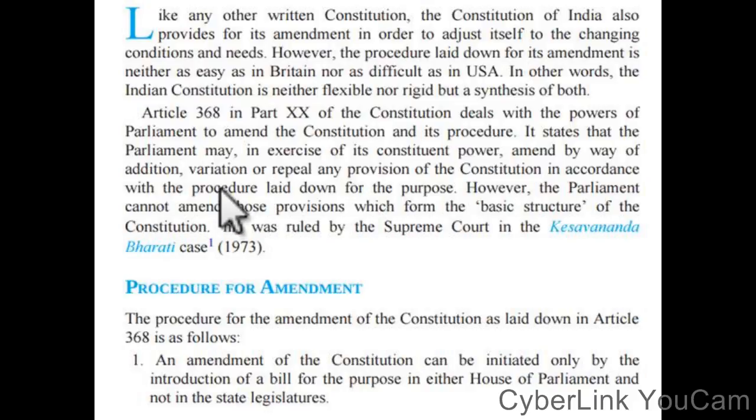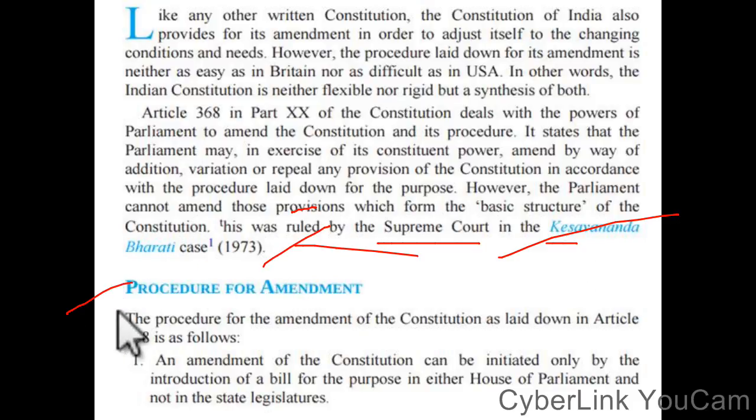However, Parliament cannot amend those provisions which form the basic structure of the Constitution. This was ruled by the Supreme Court in the Kesavananda Bharati case in 1973.